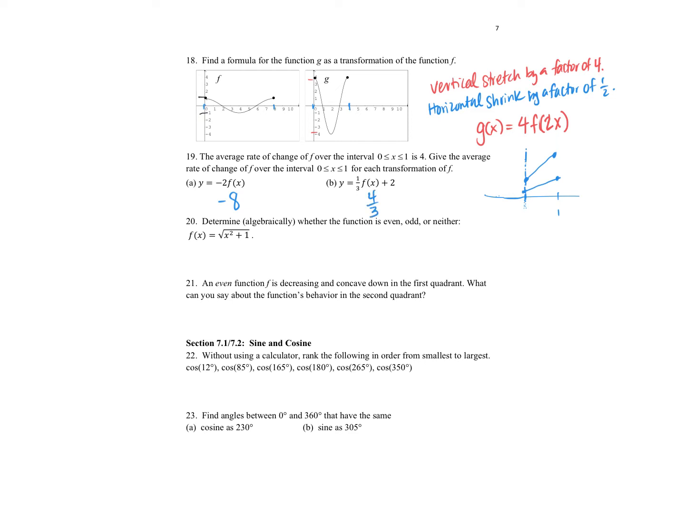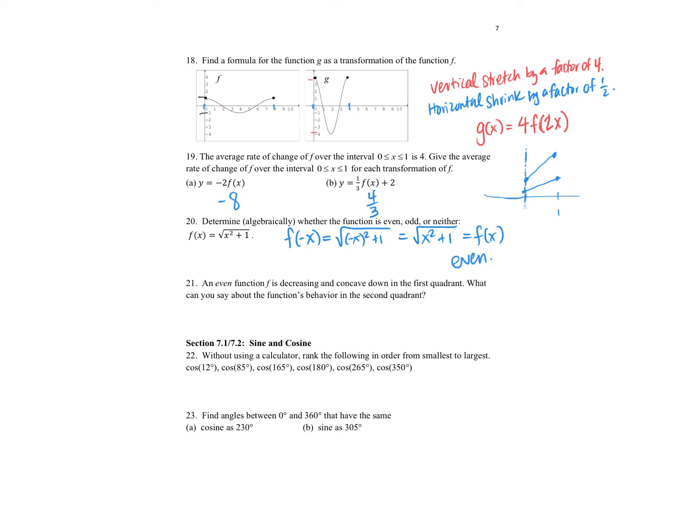Okay, then determine whether the function is even, odd, or neither. So I want to look at f of -x. That's the square root of (-x) squared plus 1. Well, when I square a -x, that just makes it the same as x squared. So that's equal to f of x. Since f of -x equals f of x, the function is even.